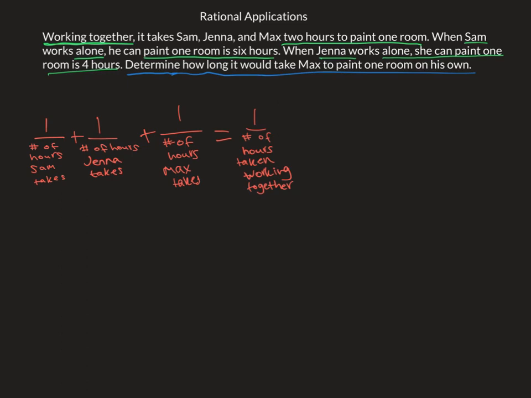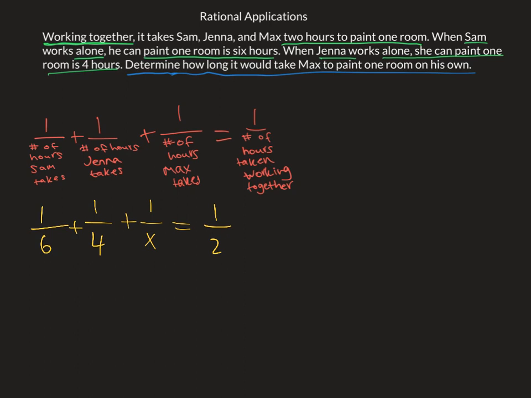Now, our next step is to simply plug into this problem. We have 1 over number of hours Sam takes. How long did Sam take? He takes 6 hours, so 1 over 6, plus 1 over number of hours that Jenna takes. That would be 4 hours, plus 1 over number of hours Max takes. Now, remember, we're not given how long Max takes, so we'll simply put this as x. And that would be equal to 1 over how long they work together. That takes 2 hours total, so 1 over 2.